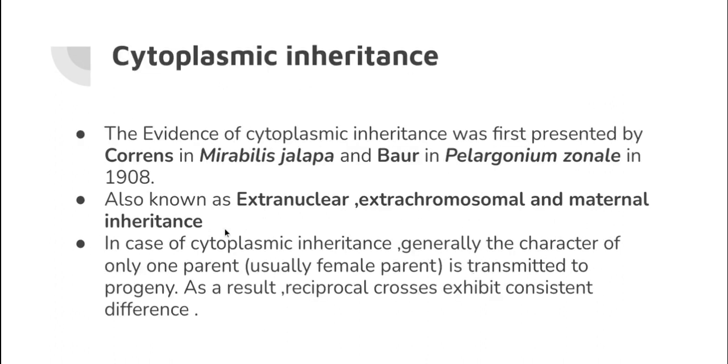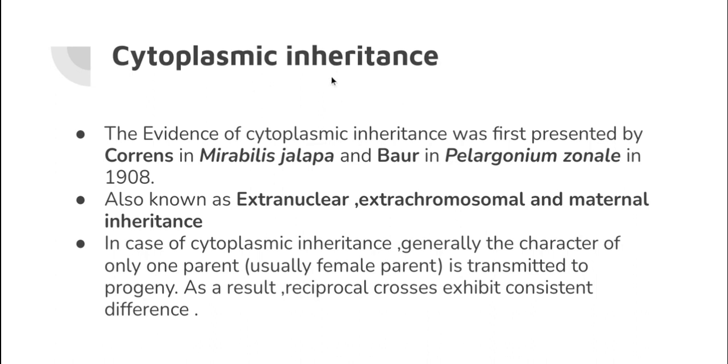The inheritance pattern is also known as extranuclear, extrachromosomal, or maternal inheritance. What happens in the case of cytoplasmic inheritance? Generally, the character from only one parent is transmitted to the progeny, and this parent is usually the female parent. If we cross a female parent having a certain character A with a male having a certain character B, then the offspring should come from both parents and should have A and B.